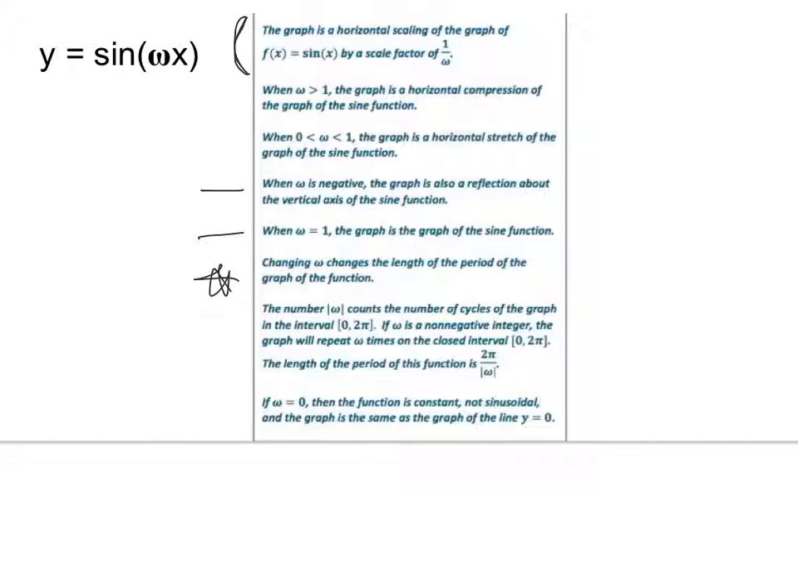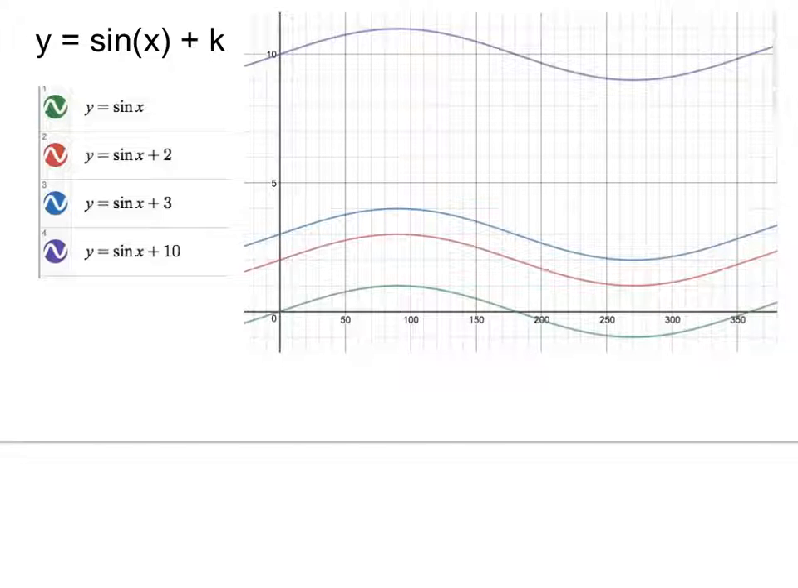If omega is 0, the function is a constant. It's a line, y equals 0. So we've done 2 of them. We have 2 more to do. Okay, here we are going to translate our sine function with just the k function. If you remember the first slide that we had said that k had translated your regular sine function up and down or vertically.